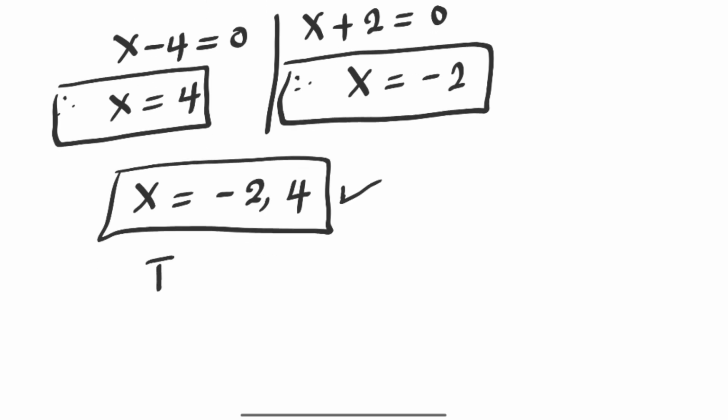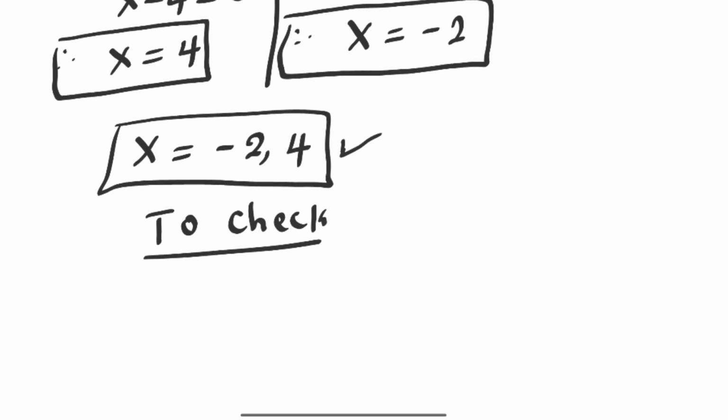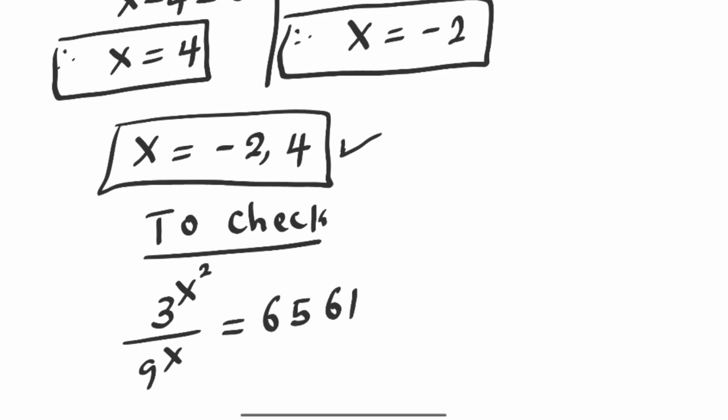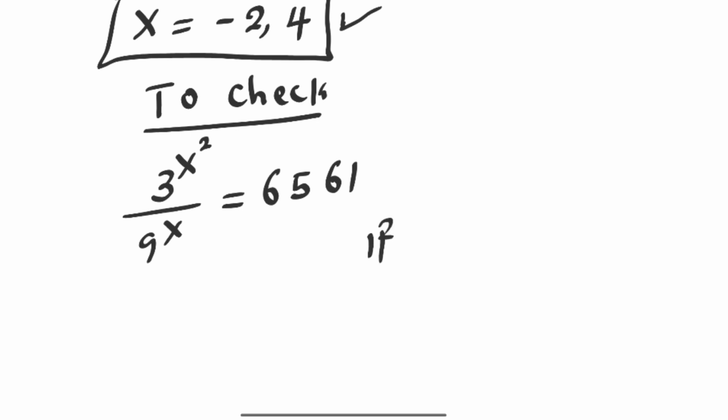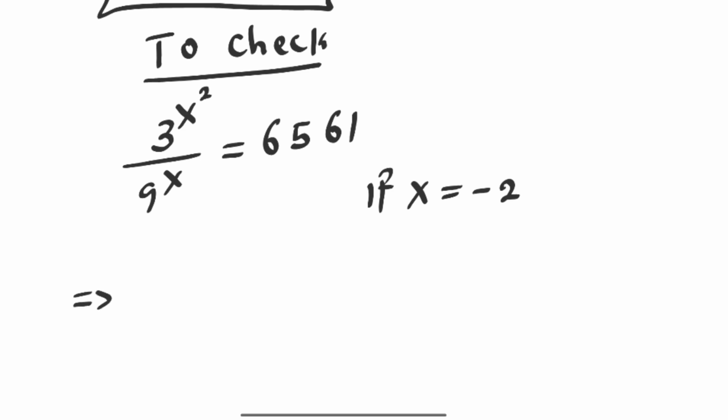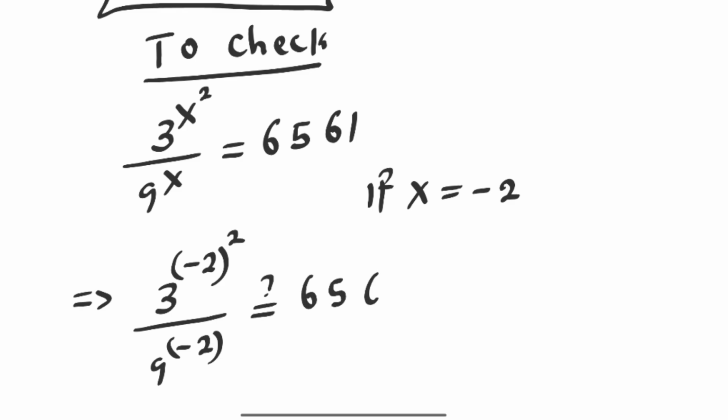Let's check. To check, we have the given equation 3 raised to power x square divided by 9 raised to power x is equal to 6561. If x is equal to minus 2, now we have 3 raised to power minus 2 square divided by 9 raised to power minus 2 must be equal to 6561.